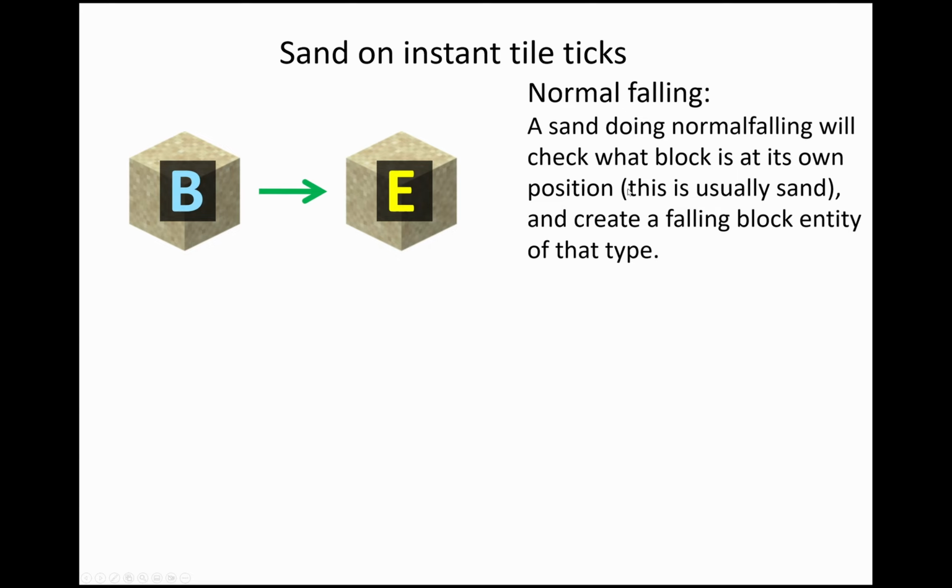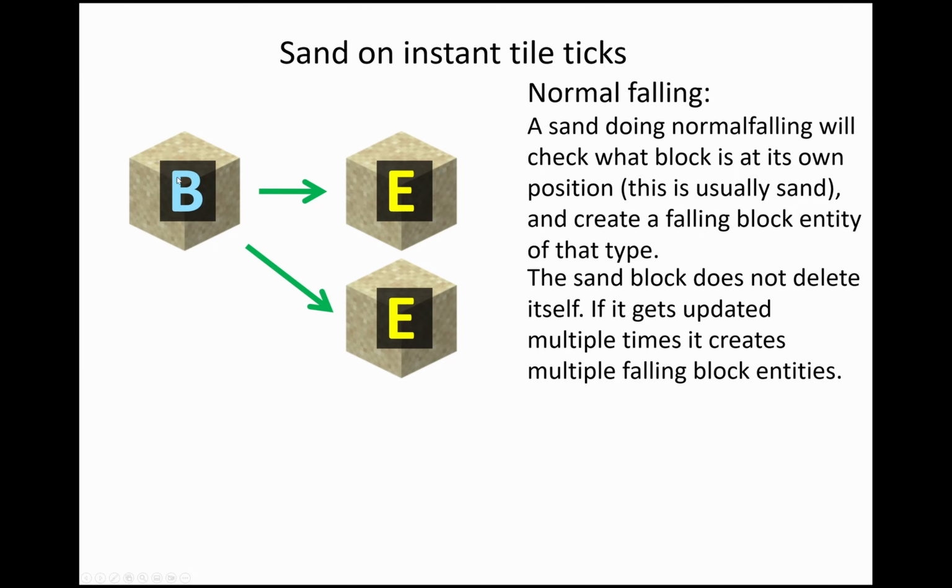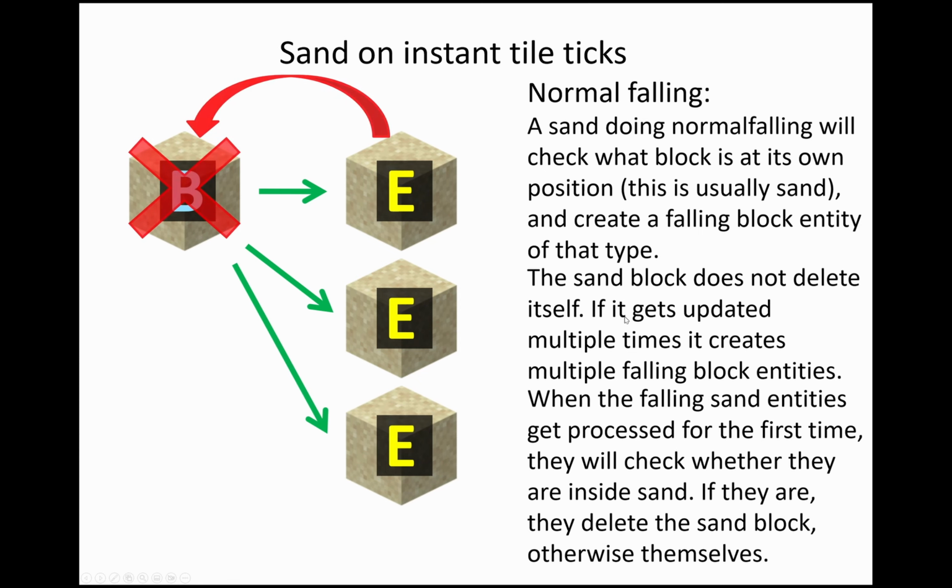So when normal falling behavior is done, it will check what block is at its own position, and this will usually be sand because sand is the only falling block, and it will then create an entity of this type. And the sand block is not yet deleted, so if the sand block is updated multiple times, it will actually create multiple sand entities, multiple falling block entities.